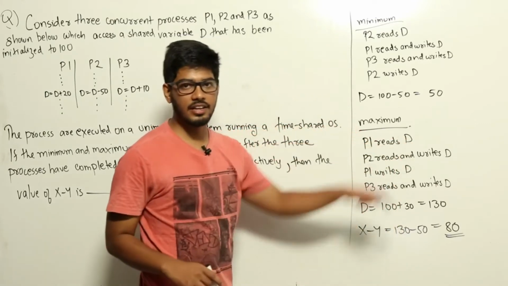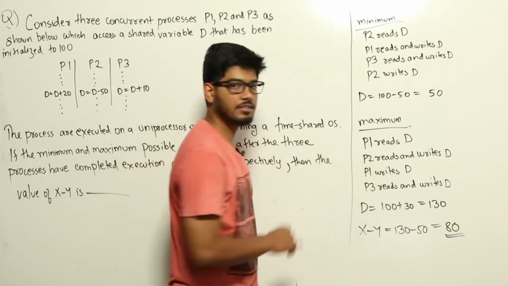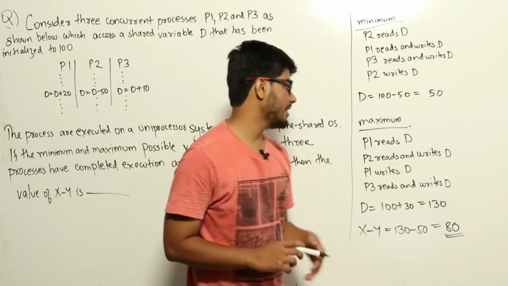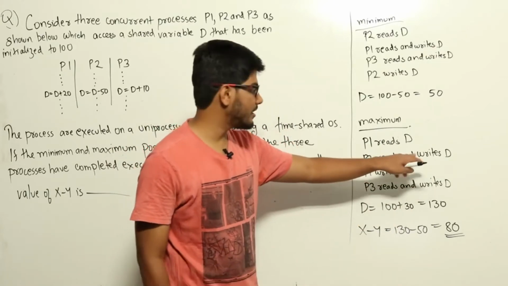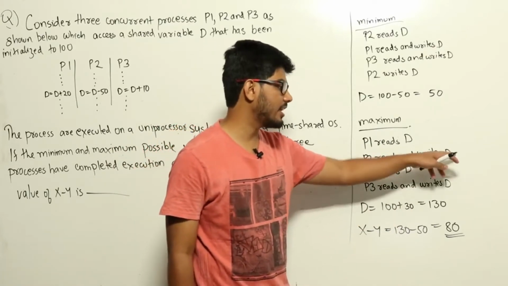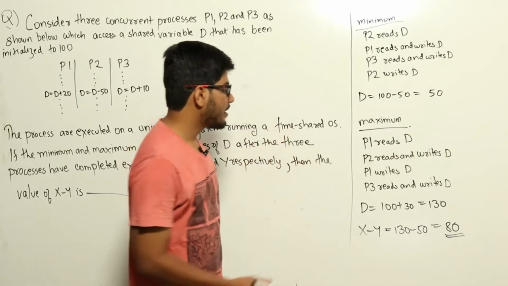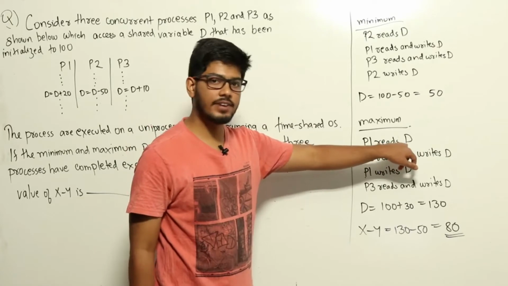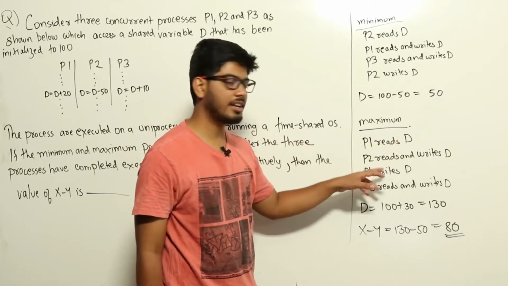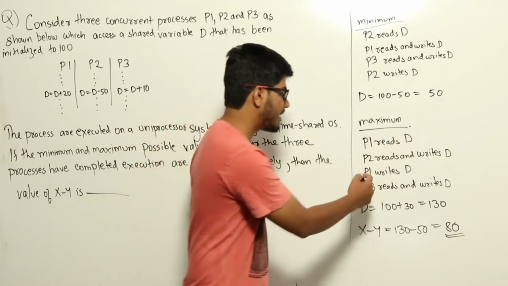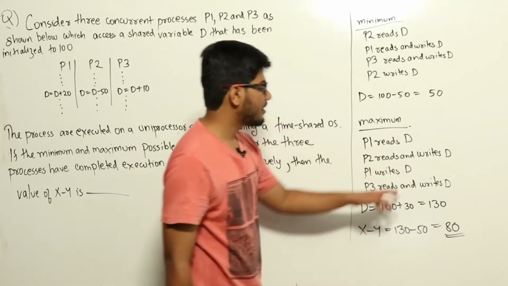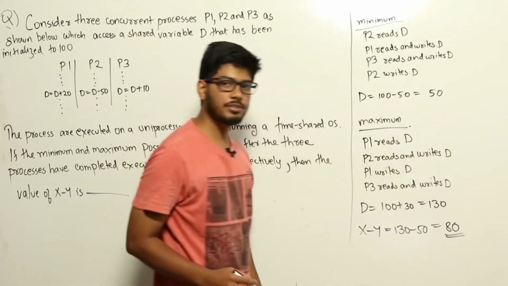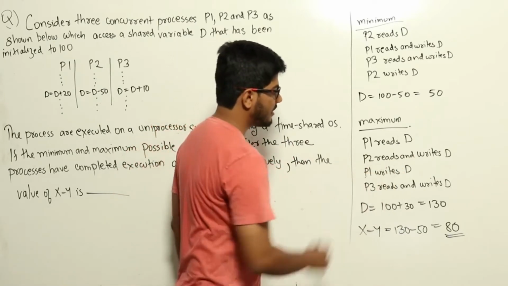Suppose P1 reads d. Now P1 thinks d's value is 100. After that P2 reads and writes d. So P2 will read d as 100 and then reduce d's value by 50, and d will finally be 50. After that, let us say P1 writes d. Now P1 thinks that d's value is 100 only. P1 will increase that value by 20, that is it will make it 120 and write the value of d. Now d's value has become 120. We have overwritten all of P2's changes.